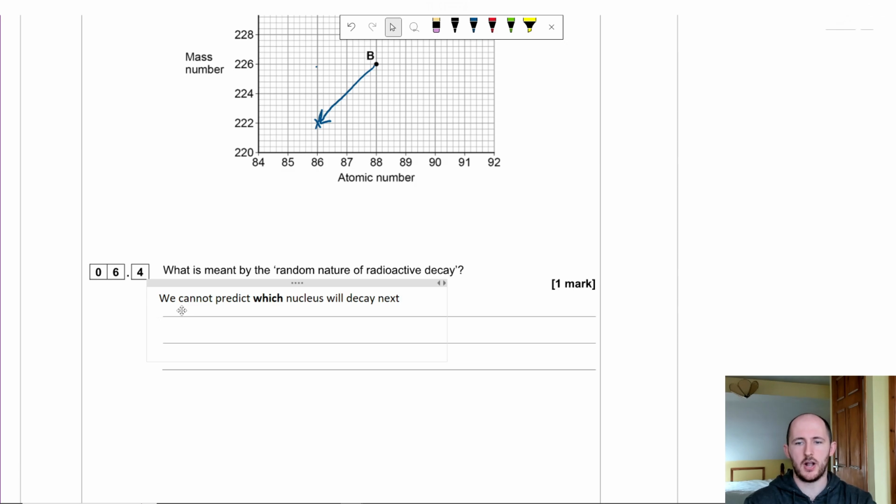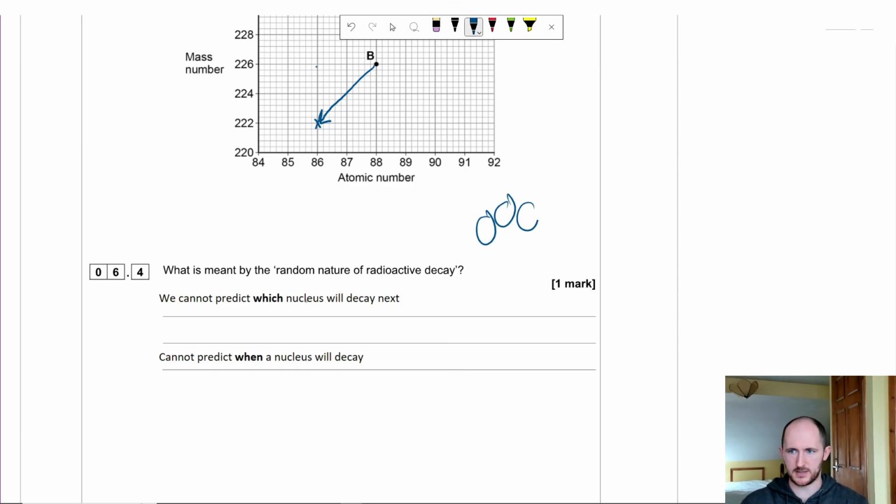next. Another way to say the same thing, which some people prefer, is we cannot predict when a nucleus will decay. So again, if I have these 100, I know one of them is going to decay. I don't know which one's going to decay. I also can't just pick one of those nuclei and say which one will.